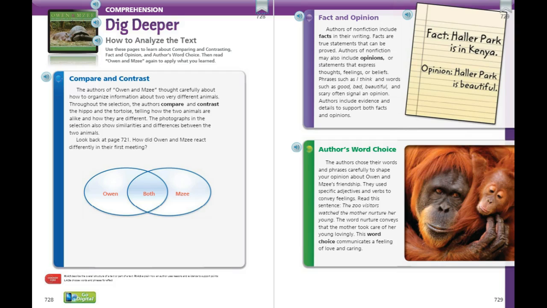The authors choose their words and phrases carefully to shape your opinion about Owen and Mazzei's friendship. They used specific adjectives and verbs to convey feelings. Read the sentence: The zoo visitors watched the mother nurture her young. The word nurture conveys that the mother took care of her young lovingly. This word choice communicates a feeling of love and caring. There are also additional words and phrases that communicate the feeling of warmth and friendship between Owen and Mazzei. See if you can find some of those examples of author's word choice.